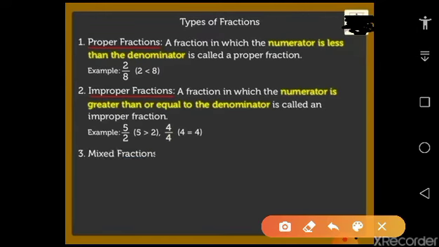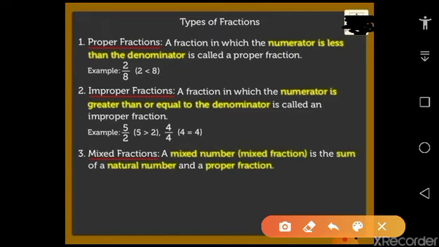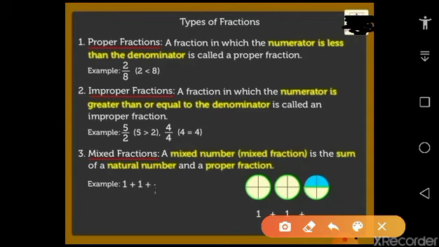3. Mixed fractions. A mixed number, also called a mixed fraction, is the sum of a natural number and a proper fraction. Look at the 3 circles. The first and second circles are completely colored and half of the third circle is colored. When added together, we get 2½. This 2½ represents a mixed number. Here, number 2 is the natural number and half is the fraction.